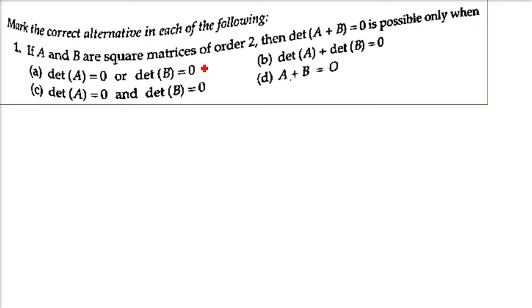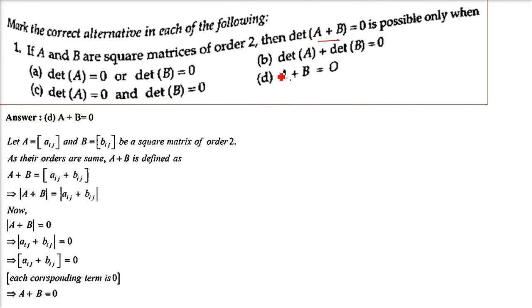So, if A and B are square matrices of order 2, then determinant of A plus B is equal to 0 is possible only when. So let me tell you, the answer is D, and this is quite obvious. You can do it many ways to interpret it and analyze it, but when we have A and B and we add them and then take the determinant to be 0, that is only possible when A plus B is 0.